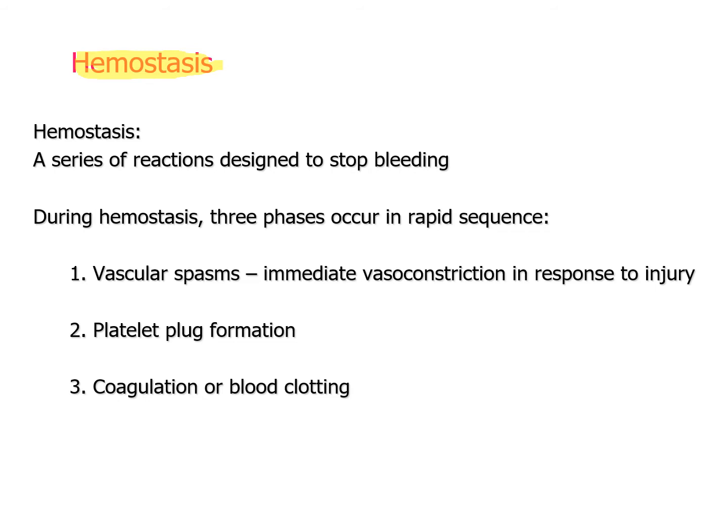The blood vessels do have, not all of them, but any blood vessel of some reasonable size will have some smooth muscle tissue around the periphery of it, and that will constrict in response to injury, so that reduces blood loss. The second phase that occurs is platelet plug formation. And then the third is coagulation or blood clotting, and we're going to go through each of these.